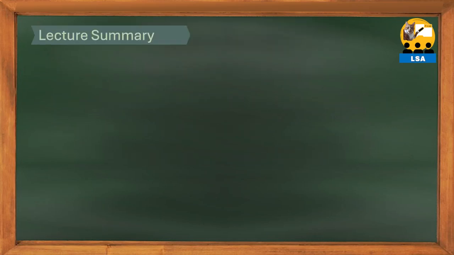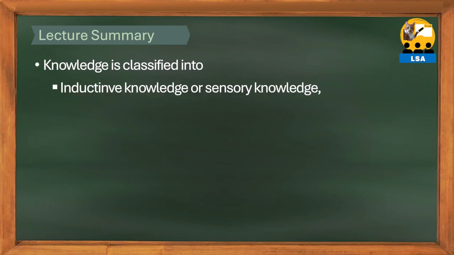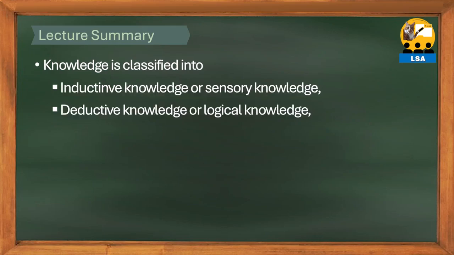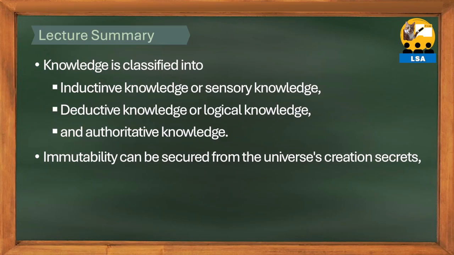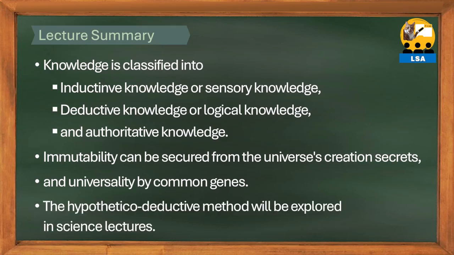So far, based on the method of proving a proposition's truth, we classified it into inductive or sensory knowledge, deductive or logical knowledge, and authoritative knowledge, and examined that the immutability of absolute truth can be secured from the secrets of the universe's creation and universality by the common genes of humans. Contents about intuition, which is an innate cognitive function of humans, will be postponed to the next opportunity. As a method of finding truth or knowledge in science, the scientific method of inquiry, in other words the hypothetico-deductive method, will be explored in the science lectures.